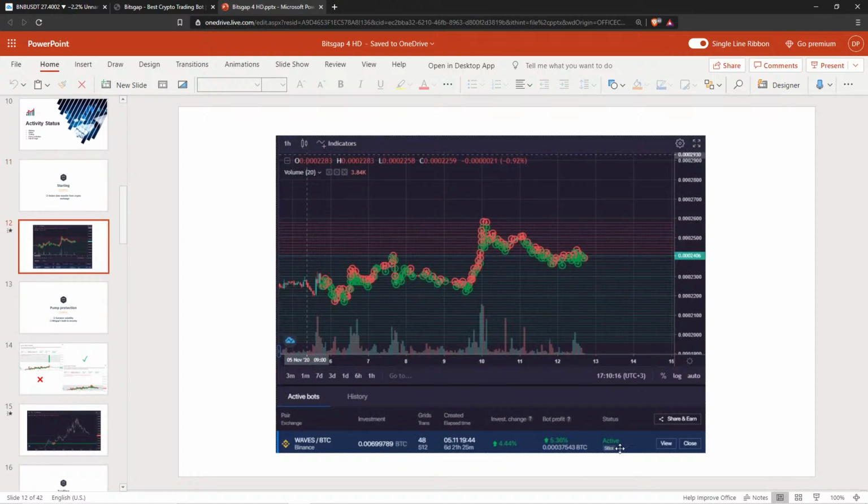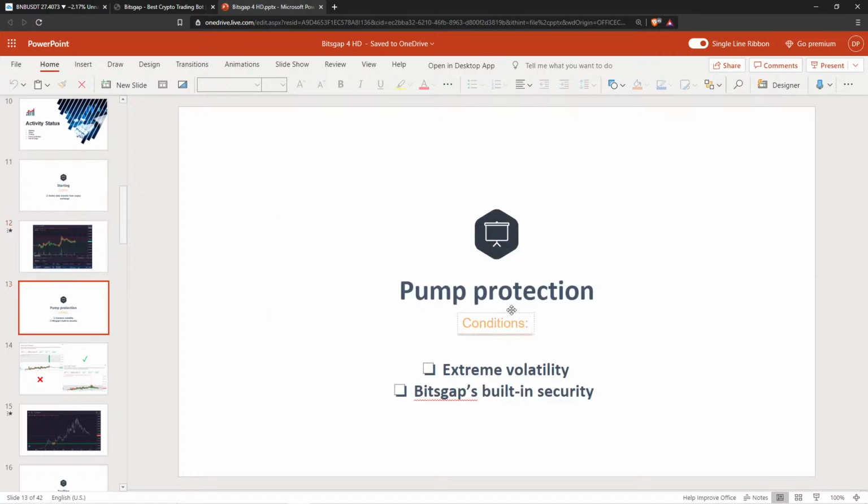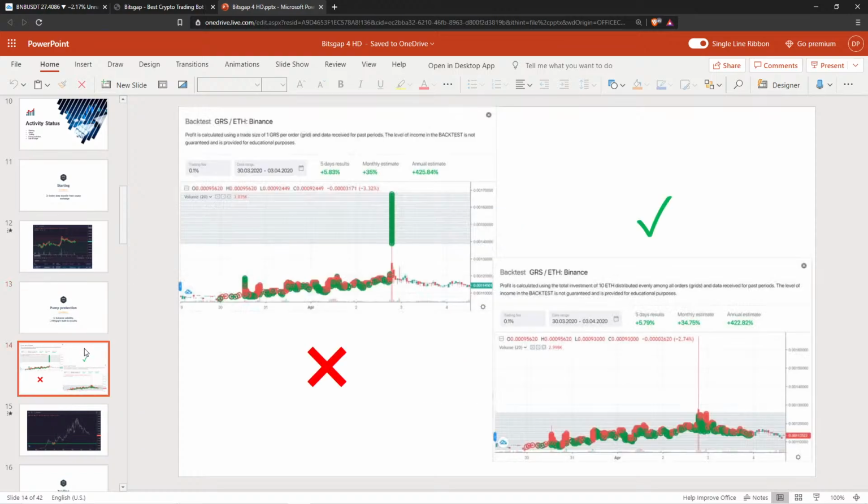So as soon as you see the active status, that means that the price of the crypto is now trading within your trading range. When you see the pump protection, that means that the built-in security mechanism that we have in automated bots automatically halted trading. And the reason why the system can stop trading is in case of an extreme pump and dump scenario on the market.